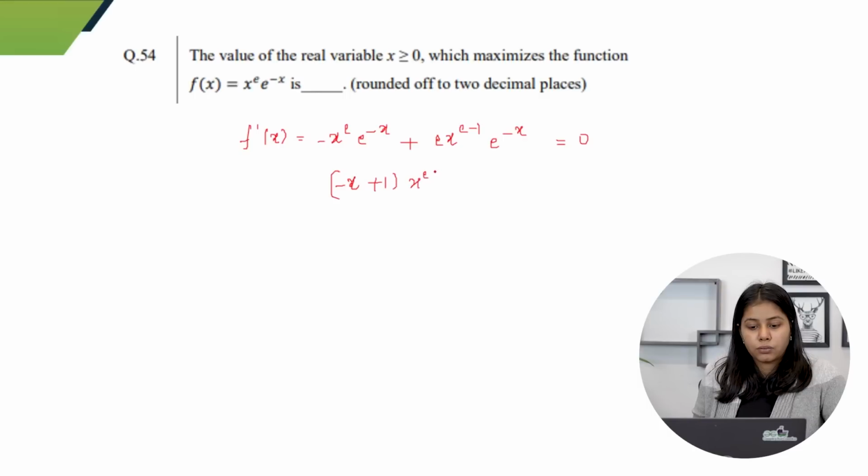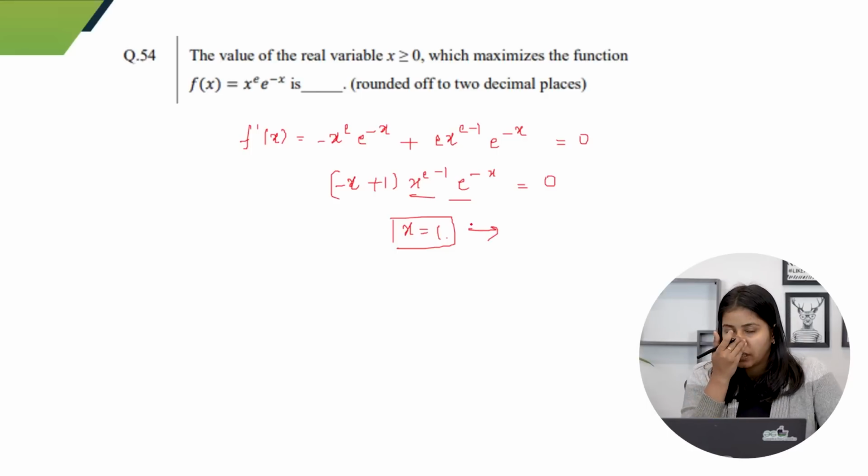I can take common x to the power e minus 1, e to the power minus x. So this value cannot be 0. This value cannot be 0. So minus x plus 1 can be 0. So that would give me x equals 1. So that means x equals 1 maximizes our function.